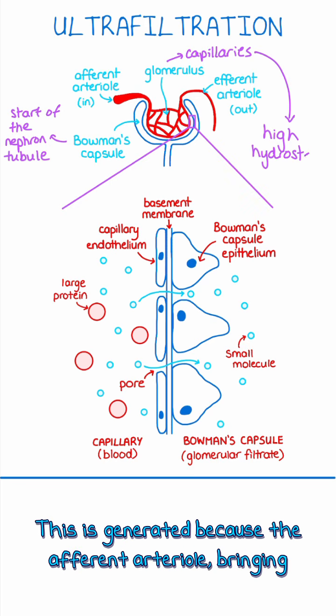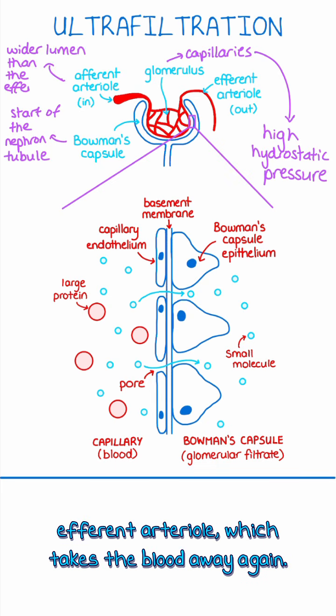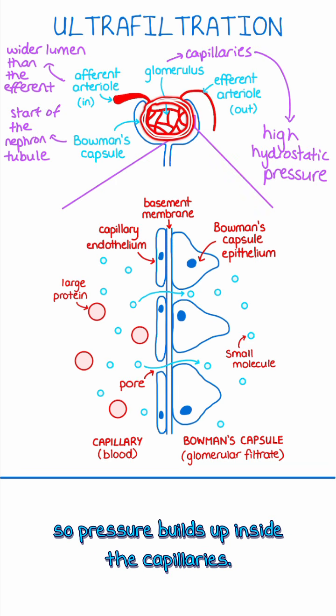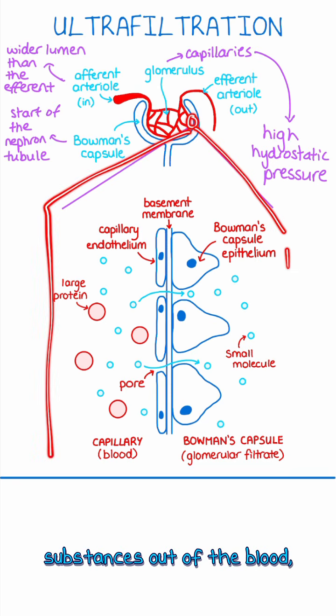This is generated because the afferent arteriole, bringing blood into the glomerulus, has a wider lumen than the efferent arteriole, which takes the blood away again. Blood enters the glomerulus more easily than it leaves, so pressure builds up inside the capillaries. This high hydrostatic pressure forces small substances out of the blood.